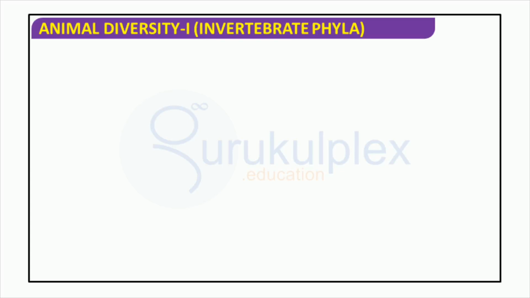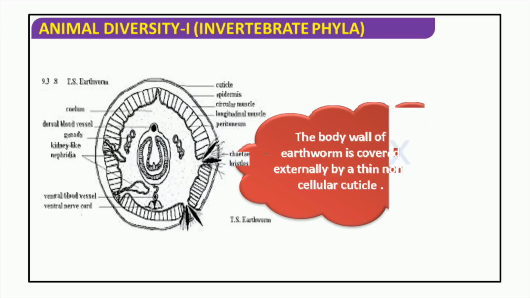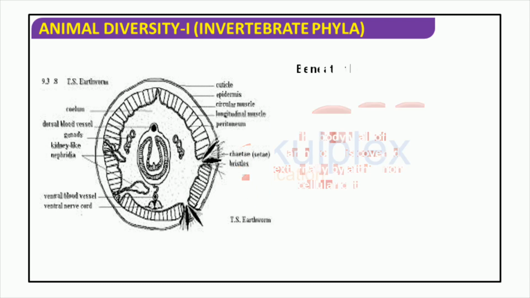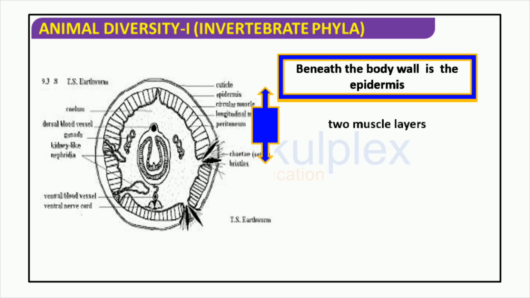The body wall of an earthworm is covered by a thin non-cellular cuticle with an epidermis, two muscle layers and a coelomic epithelium underneath it. The two muscle layers are an outer circular muscle layer and an inner longitudinal muscle layer. This provides an overview of the anatomy of the earthworm.